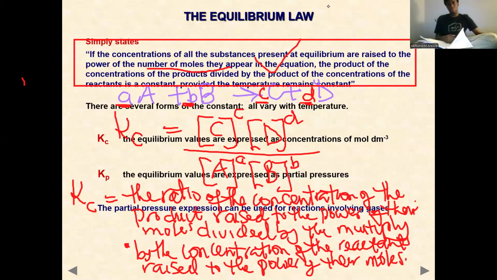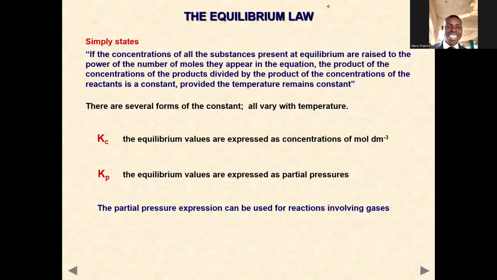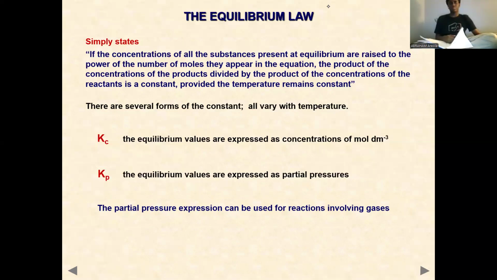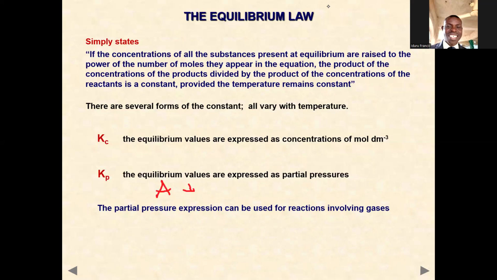So, like I said, are you still with me? Yes, sir. Okay, so, like I said, we have KC, we have KP. KC deals with solution, and KP deals with what? Pressure. And the pressure has to be converted to partial pressure. For example, if I have a mixture of gases, like gas A and then gas B and also gas C, each of them has pressure.